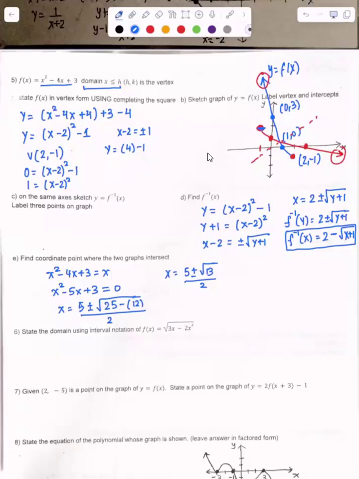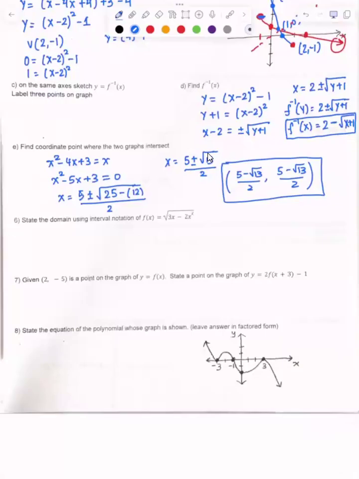So 5 plus 3.5 is 8.5, divided by 2 is more than 4. This point is not to the right of 4 when x is 4. So it has to be 5 minus, again, 5 minus 3.5 is 1.5, divided by 2 is a little more than half, right? Which is what we wanted. So the coordinates of the point: the x is 5 minus root 13 over 2, and the y is also 5 minus root 13 over 2, because it's a point on the line y equals x.